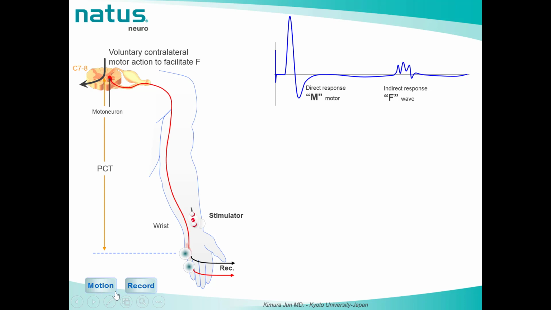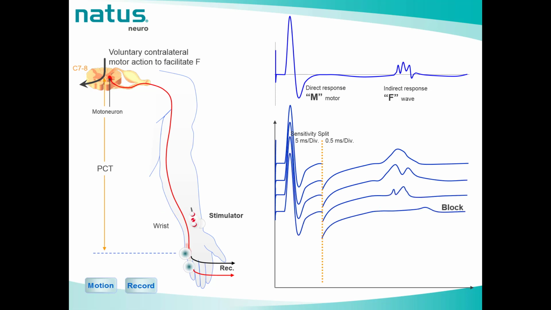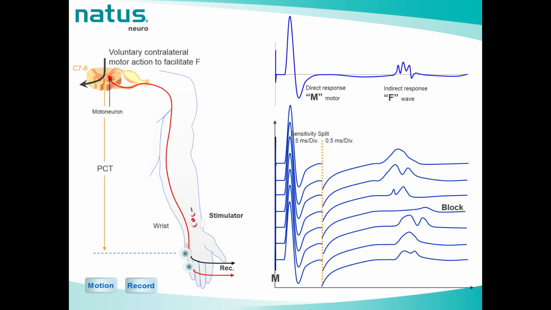Now, to have the complete study, we need to keep that supramaximal stimulation and record 10 to 15 sweeps with F response. The F response is not consistent. It may have different latencies, it may have different morphologies, which is absolutely normal because the connection to the motor neuron within the spinal cord may not be always the same for different stimulations. Out of those responses, we can have an F response present or absent, which then we call a block.